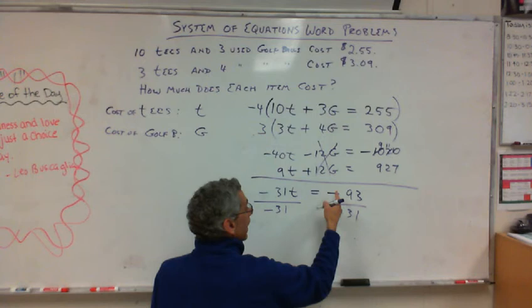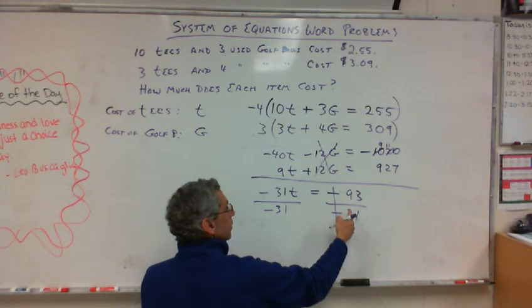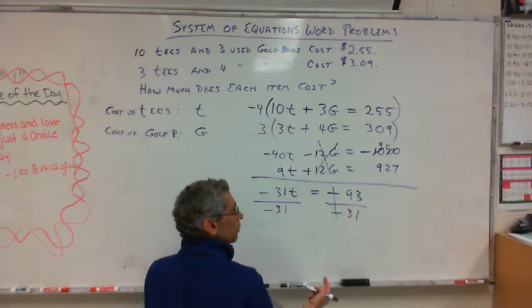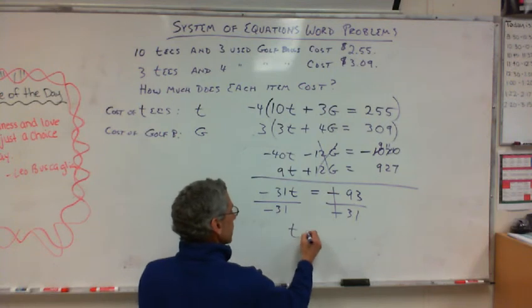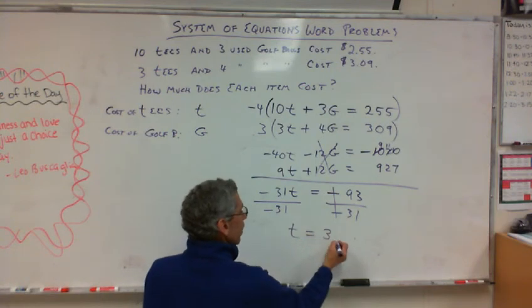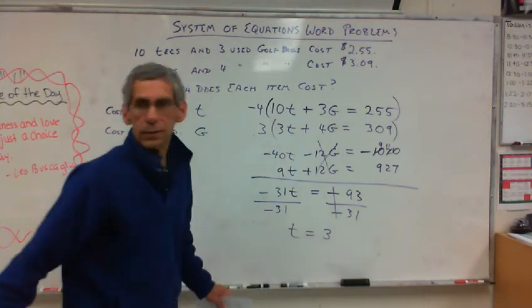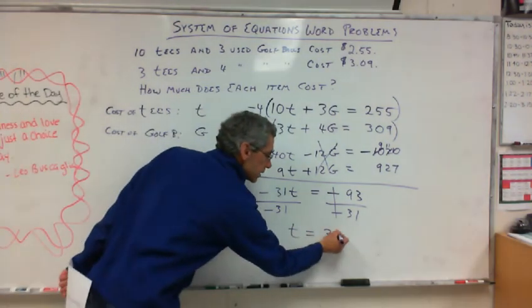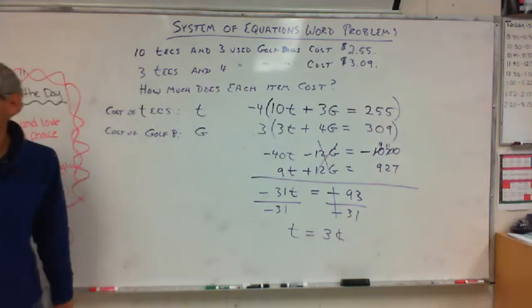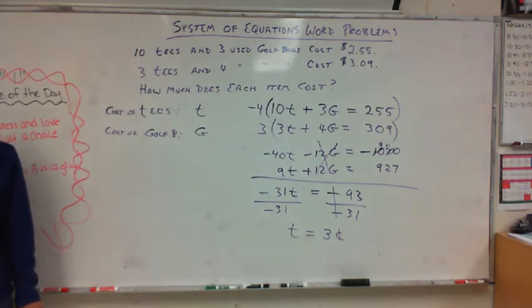So it's negative 93. So I'm now going to divide by negative 31. Negative 31, the negatives cross out. 31 goes into 93 3 times, doesn't it? T is equal to 3 what? Money. 3 what? Yeah, what kind of money did we make it? Cents. 3 cents. That's what we made it. So we know that the tees cost us 3 cents.